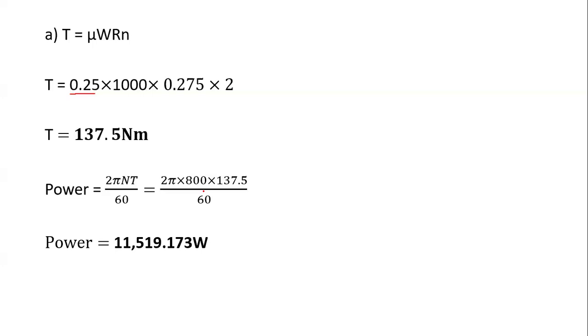Part B is the case where we assume uniform pressure, meaning it's a new clutch. For a new clutch, when we've been given the total spring force, this is the formula we use: 2/3 mu W times R2 cubed minus R1 cubed over R2 squared minus R1 squared, then small letter n. This is for uniform pressure.